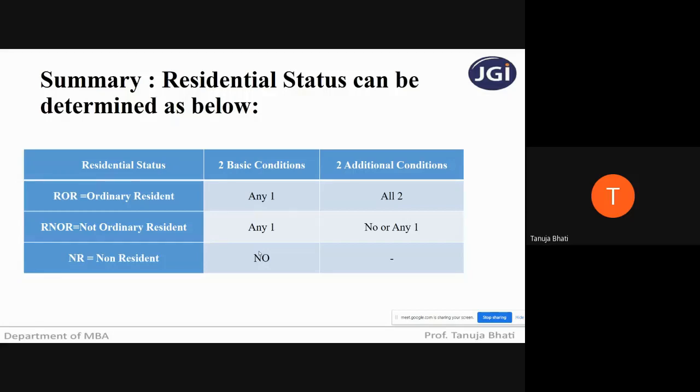In detail, you will understand more clearly when we start solving problems, because that is when we are actually going to count the number of days and determine the residential status. But for that, you need to remember the provisions, the number of days, and what is explained under section 6 subsection 1 of the Income Tax Act.